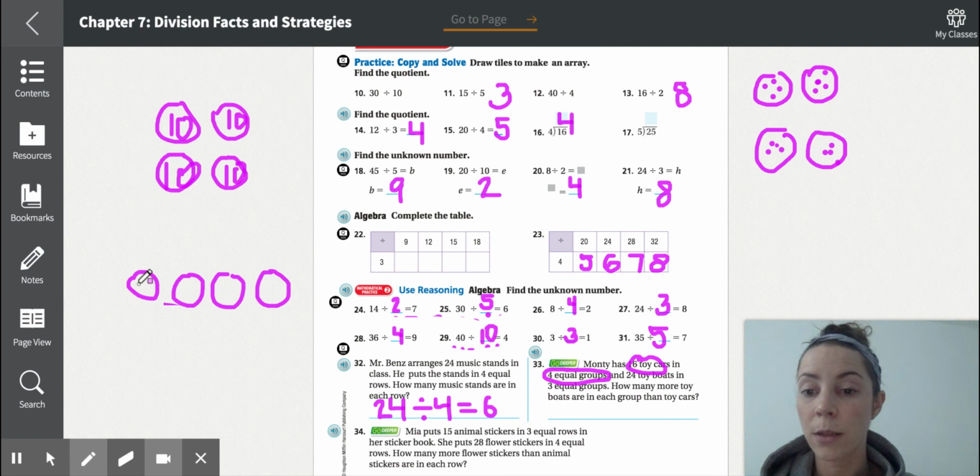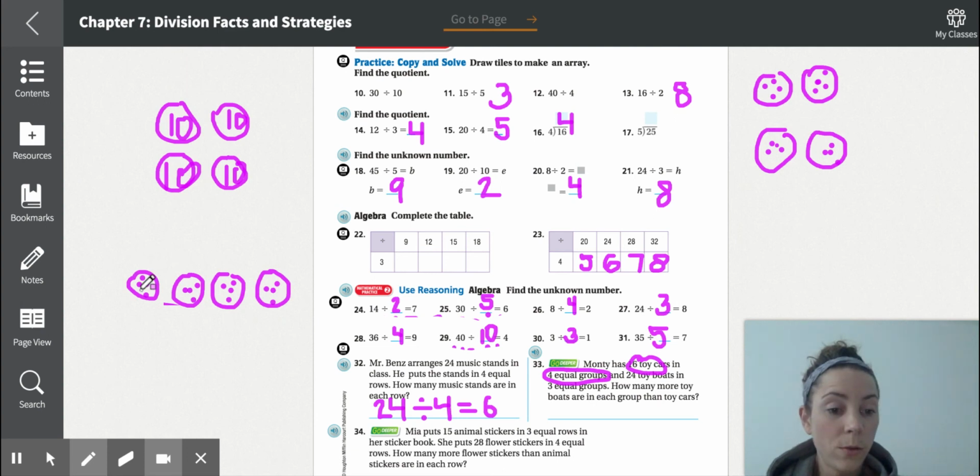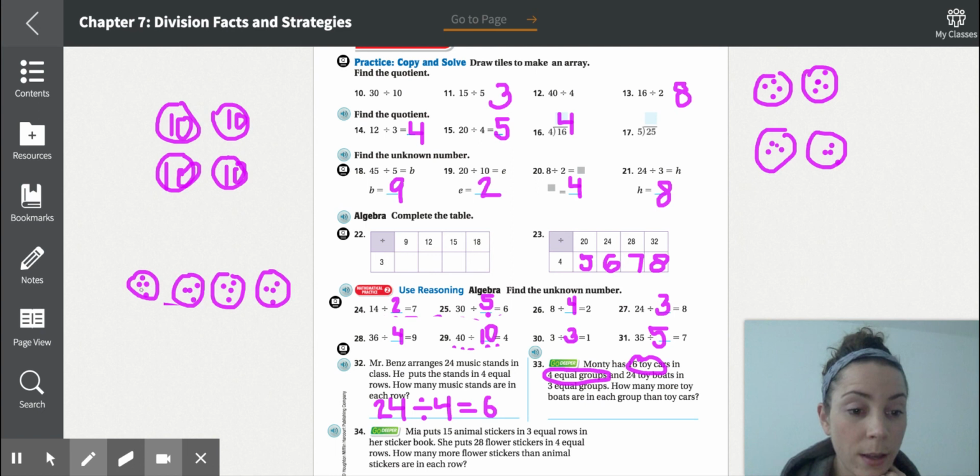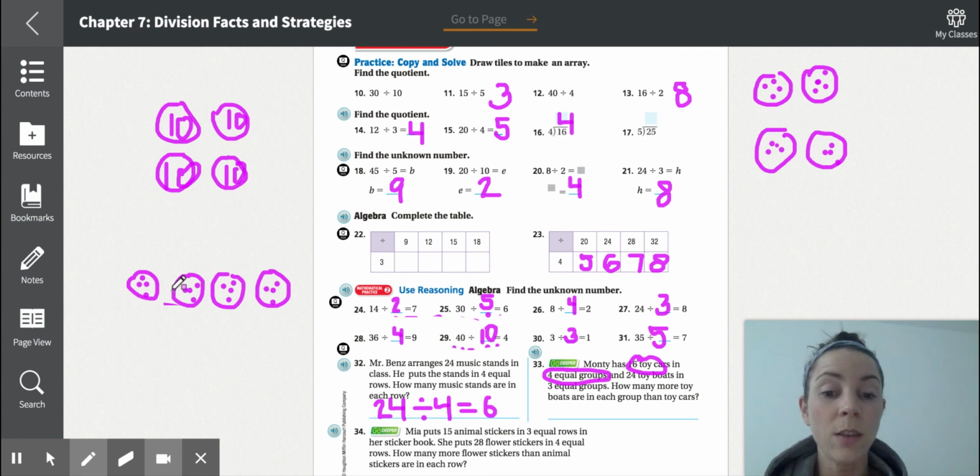And I can pass out 16 cards. 1, 2, 3, 4, 5, 6, 7, 8, 9, 10, 11, 12, 13, 14, 15, 16. Okay, so I passed out those 16 toy cars into the 4 equal groups. Now, since this problem does have lots of clues, I also want some words in my picture so I know what this part of the picture is representing.